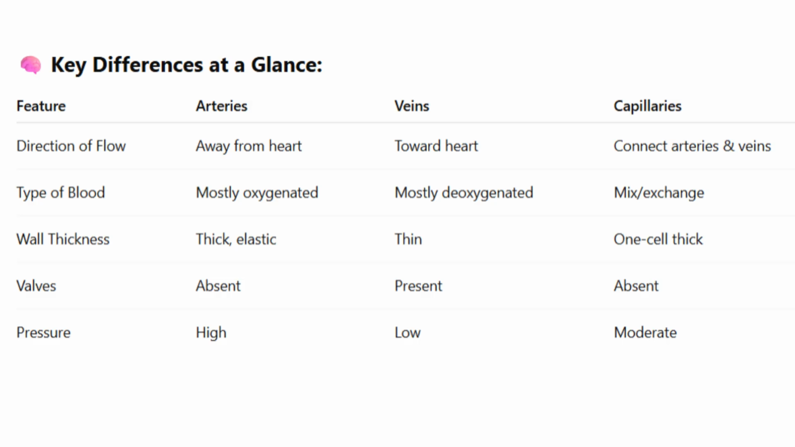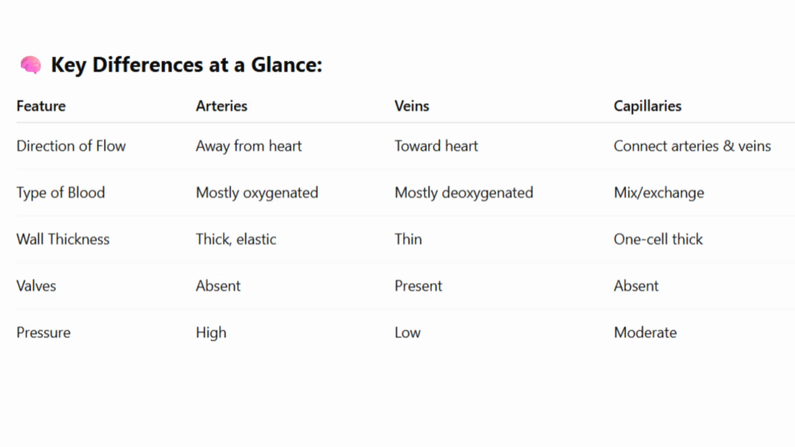2. Type of blood. Arteries mostly carry oxygenated blood. Veins mostly carry deoxygenated blood. Capillaries are the exchange points, where oxygen and nutrients leave the blood, and carbon dioxide and waste enter the blood.